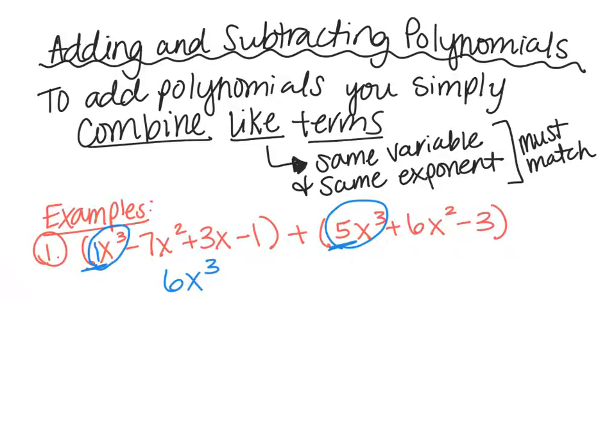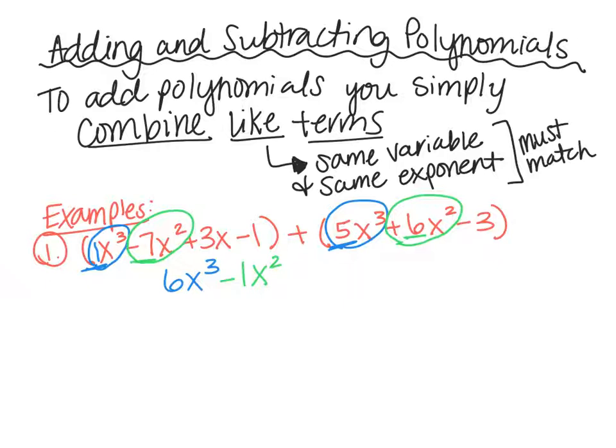We've got a negative 7x squared and a positive 6x squared. Same variable, same exponent. So when I look at their coefficients, I have a negative 7 and a positive 6 is going to make a negative 1x squared. Remember, I don't have to write the 1, but I could if I would like to.